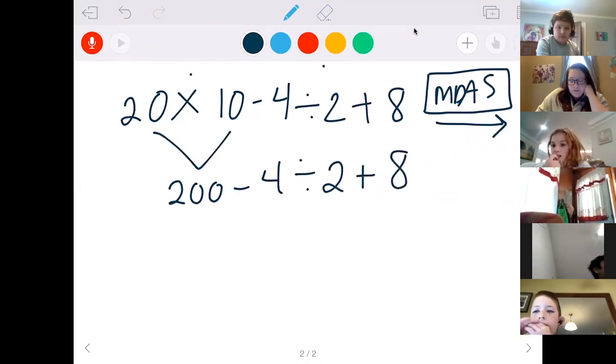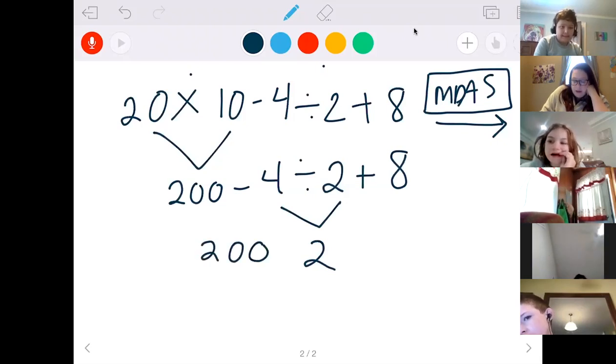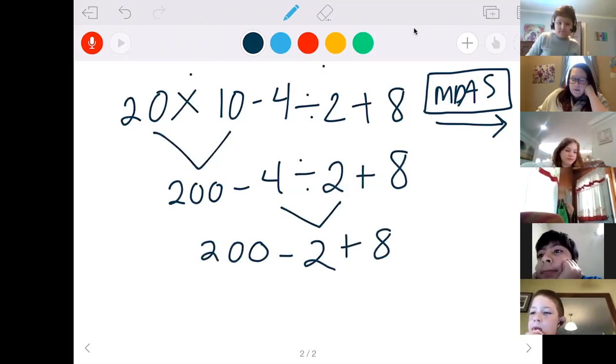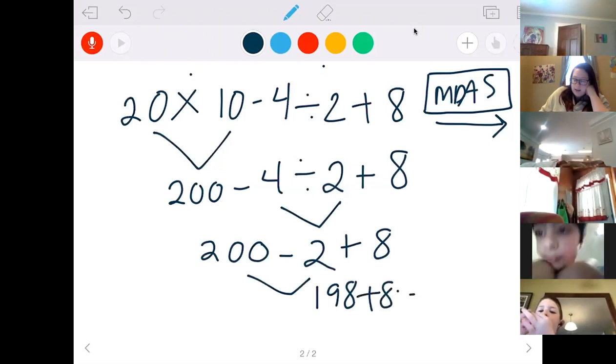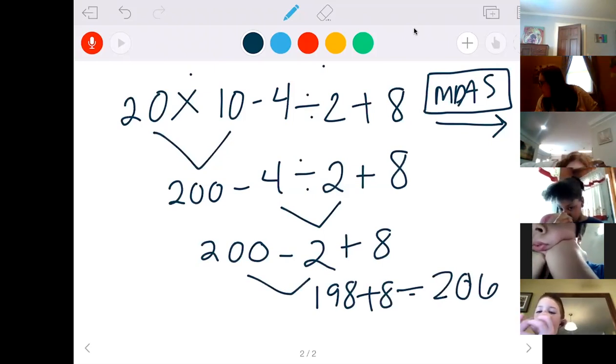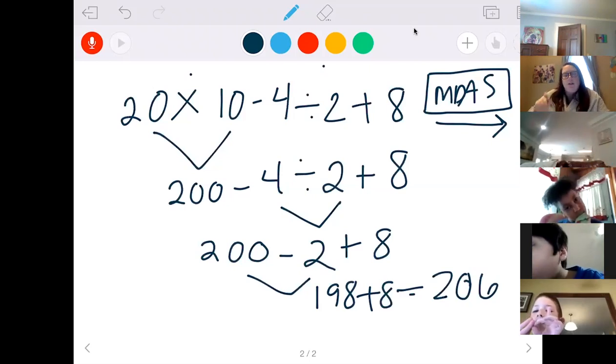Then I know I need to do the division I see here, 4 divided by 2, which is 2. So then I'm going to rewrite everything over here. 200 minus 2 plus 8. Okay. Then I have 200 minus 2 first, which is 198. And then I drop down the plus 8. And that equals 206. Okay, so I'm going to double check. Yeah. So 206 should be your answer.